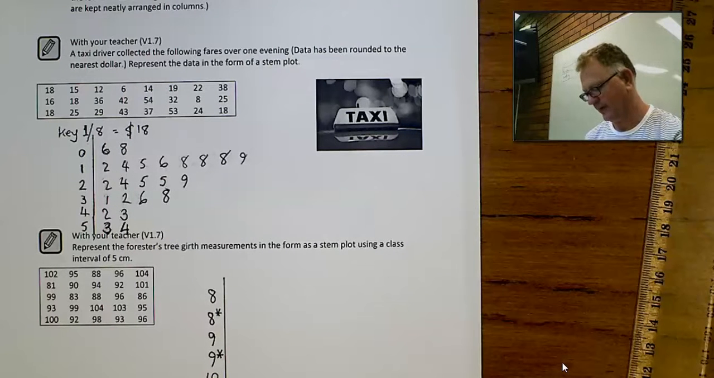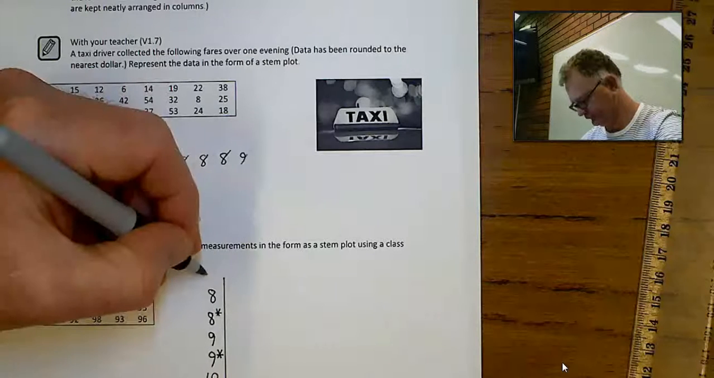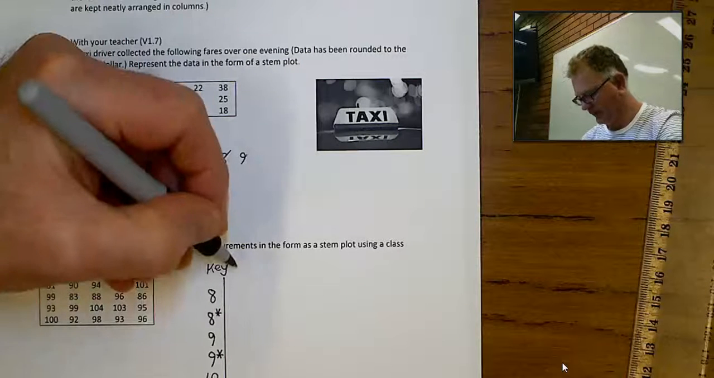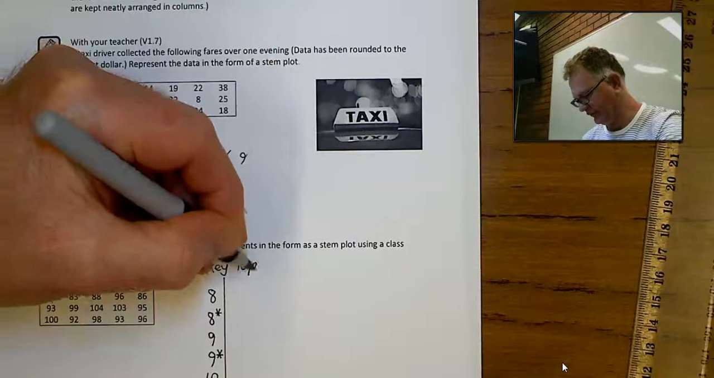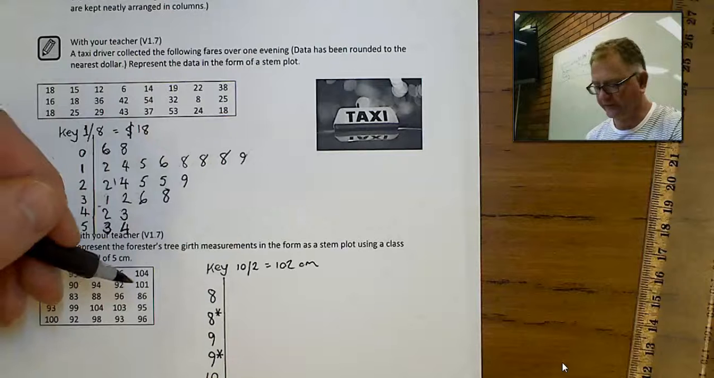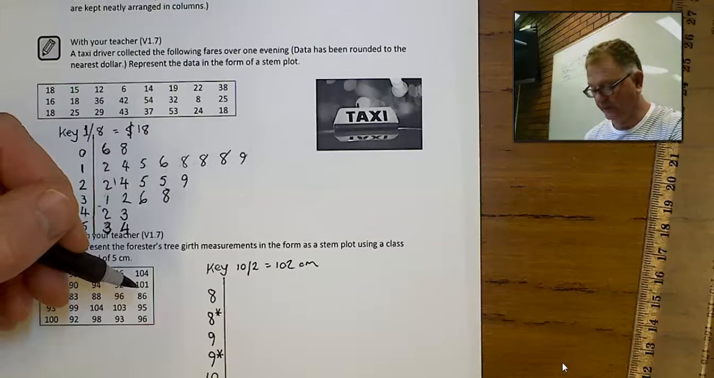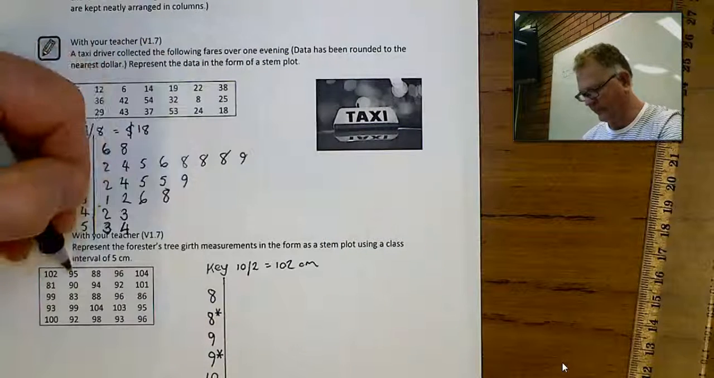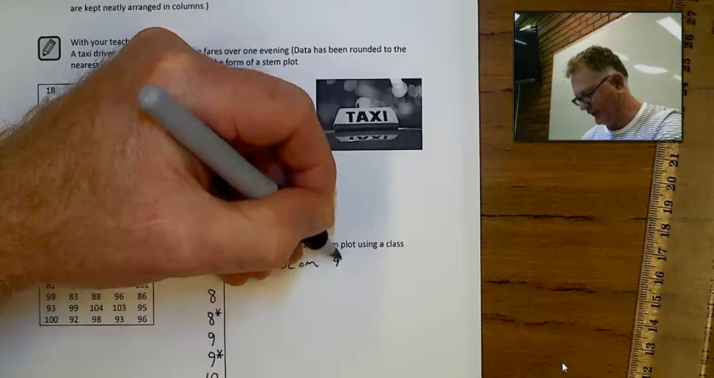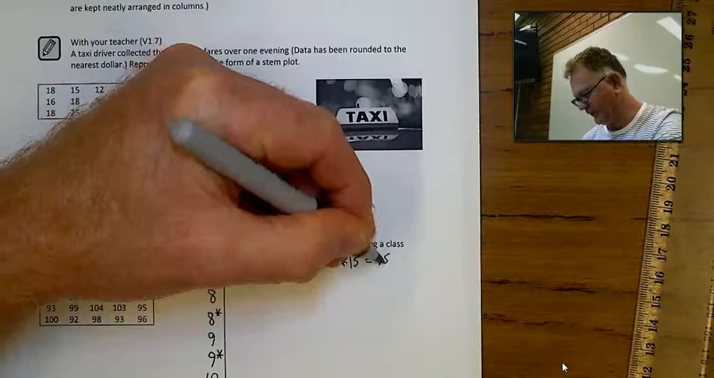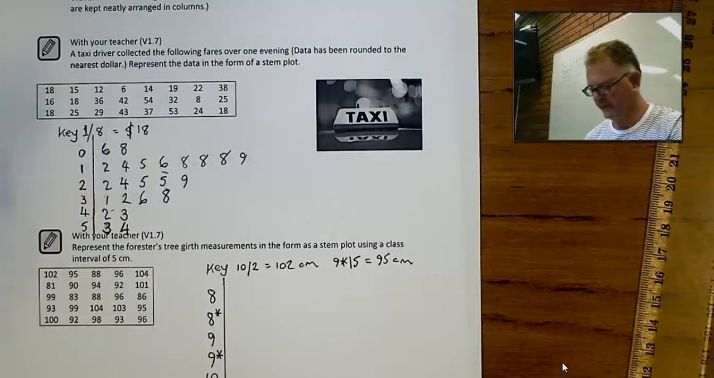Need to include a key, and I just usually take one element off the graph. 102 is going to be on there, so I'll put 10-2 equals 102 centimetres. With these ones with stars, sometimes a good idea to include a star element as well. So let's have the next one, 95, will be in the group, it's the high 90s, so it'll be 9 star dash 5 equals 95 centimetres. That'll do for my key.